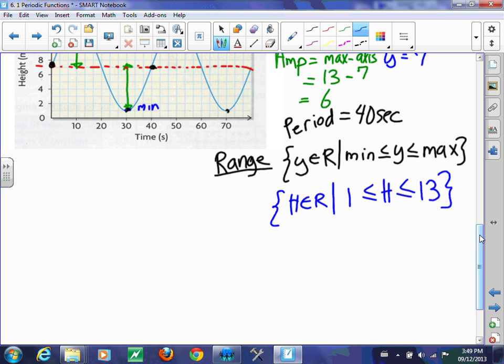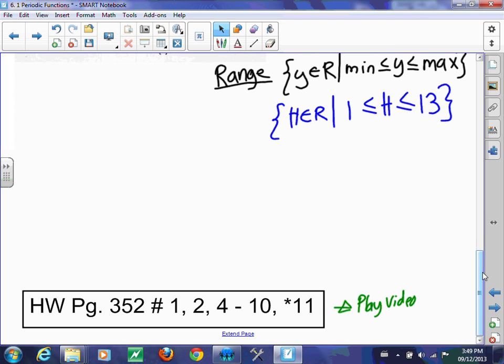We'll be doing that with an investigation next class. However, before we go, here's your homework. Page 352, numbers 1, 2, 4 to 10, and 11 to 12.